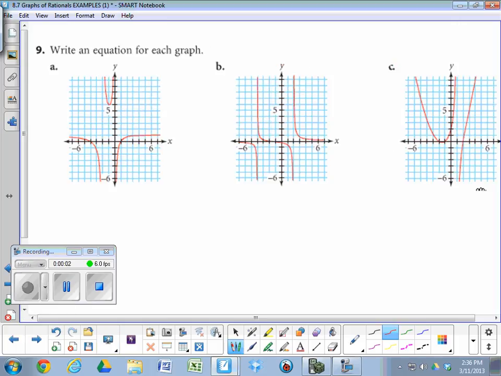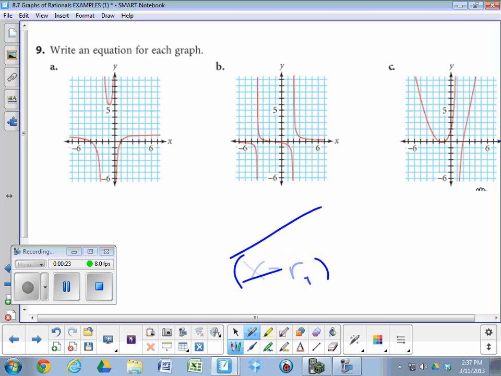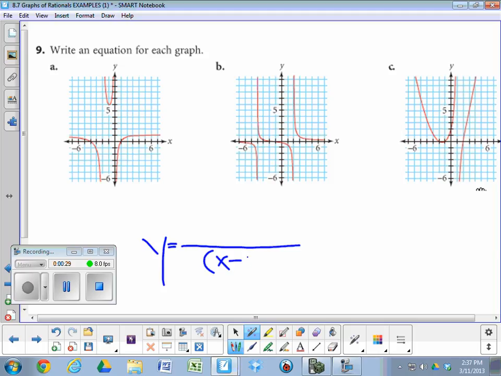On the next example in 8.7, number 9, they're giving you the graph of these rational functions. And we've established already in this class that none of these have holes, so we're not going to see any matching factors. Nothing's going to cancel in any of these because there aren't any holes. Are there asymptotes? Yes. So that means we're going to have something in the bottom that doesn't match the top.